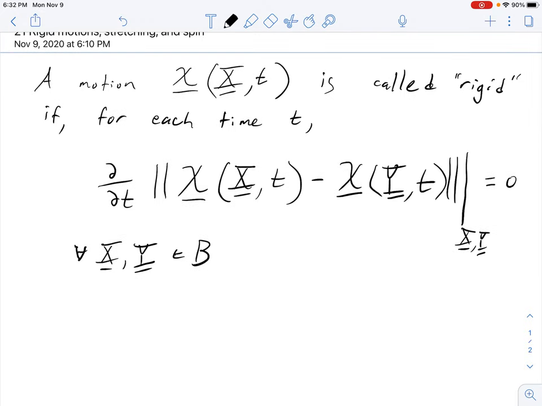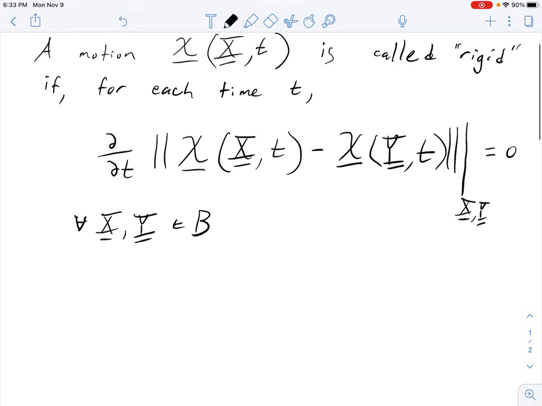So a rigid motion doesn't change the distance between points. Actually, by definition, it doesn't have a rate of change of the distance between two points. But of course, if the rate of change is always zero, then there's never any change in the distance.